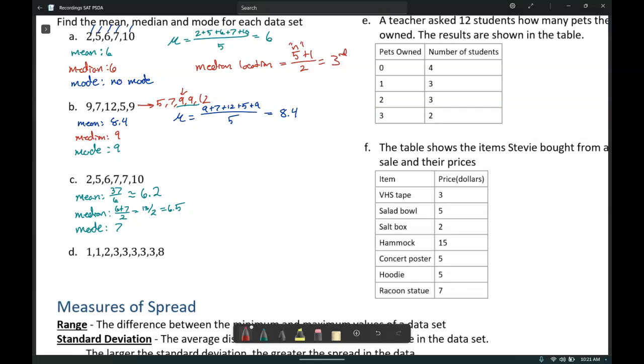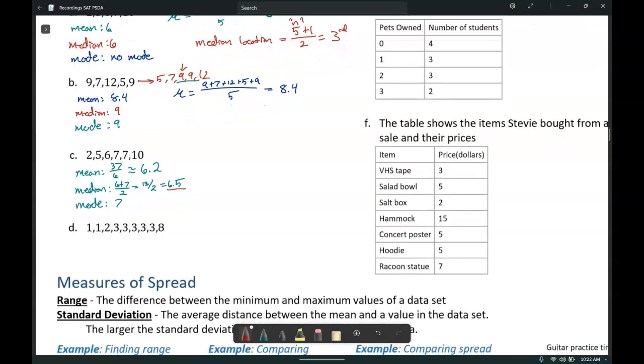Here for data set C, when we add up all our data values and divide by 6, which is the number of data values we have, we get 37 over 6, which is approximately 6.2. Now, because we have an even number of data values, we have two numbers in the middle, 6 and 7. So the median will be the average of 6 and 7, which is 6.5. And the number 7 is the only one that shows up more than once, coming in at 2 times. And so we have a mode of 7. Go ahead and give this last one a try if you haven't yet.